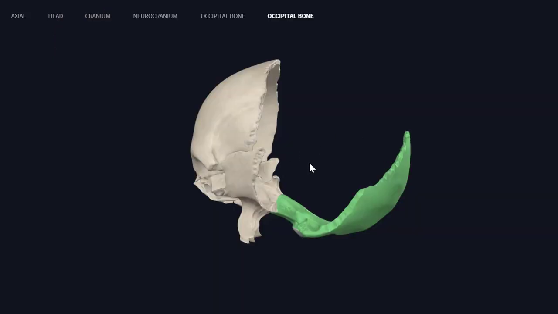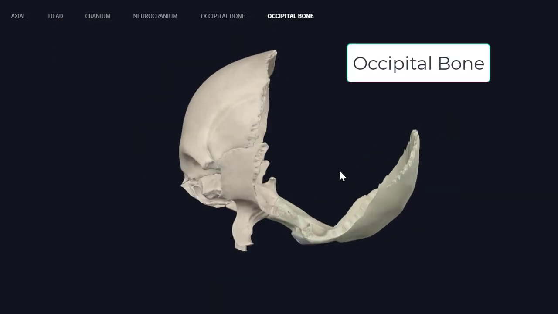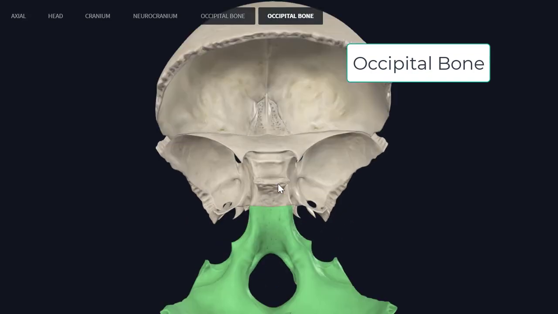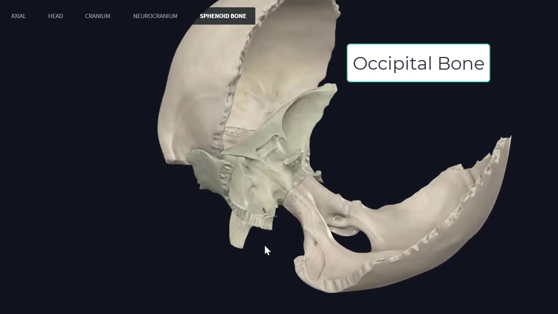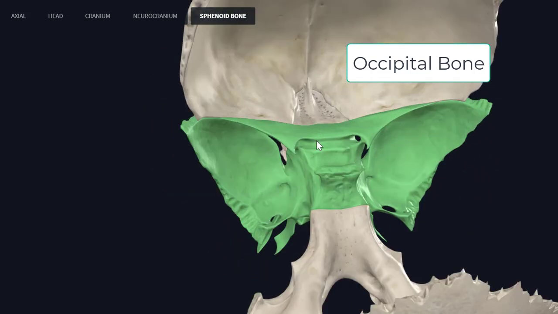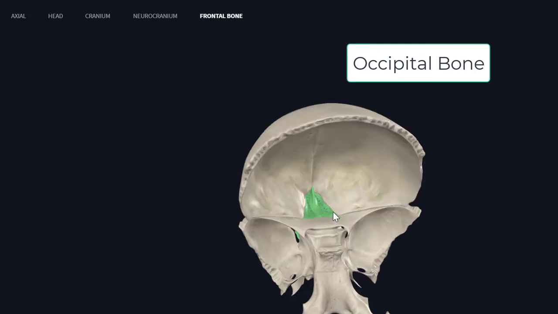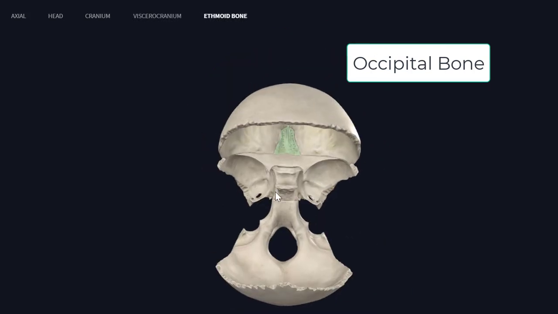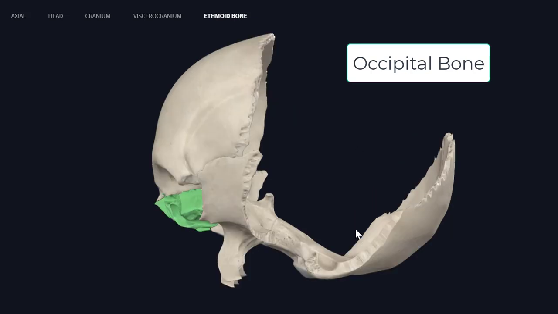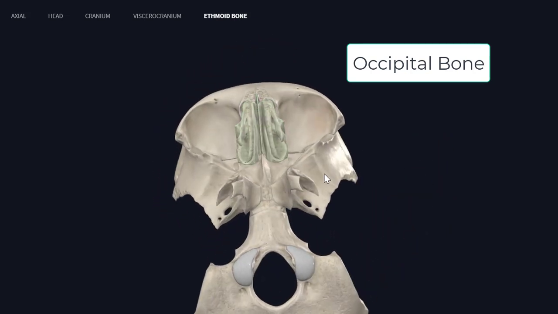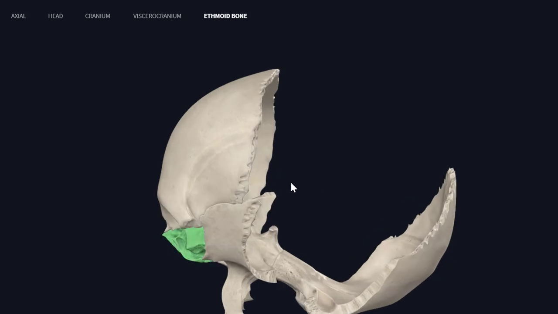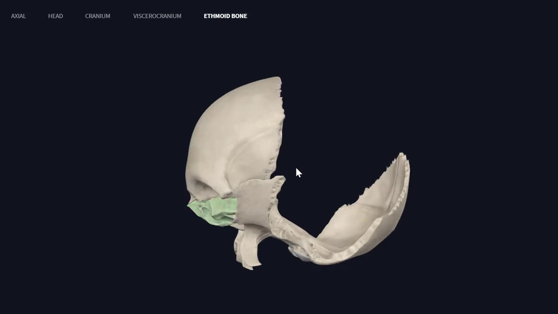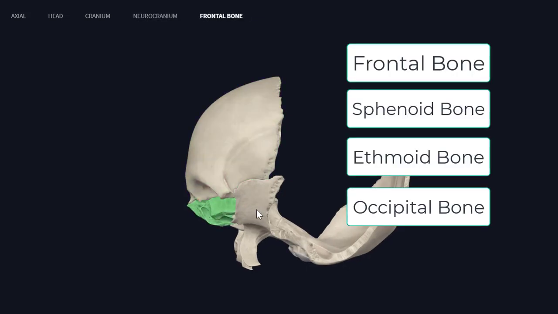And the last single bone is called the occipital bone. That's a superior view, which is directly connected to the sphenoid bone, which is directly connected to the frontal and ethmoid bones. So this is a superior view, left lateral view, and let's see the inferior view. Here you have 4 single unpaired cranial bones: frontal, ethmoid, sphenoid, and occipital bones.